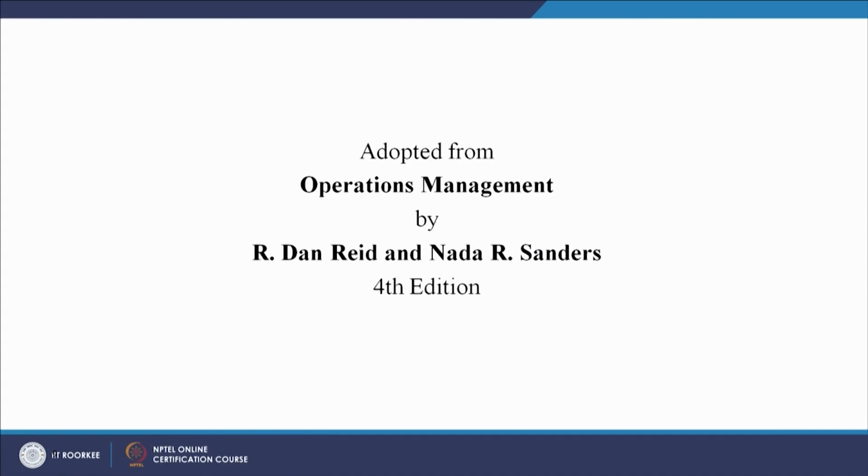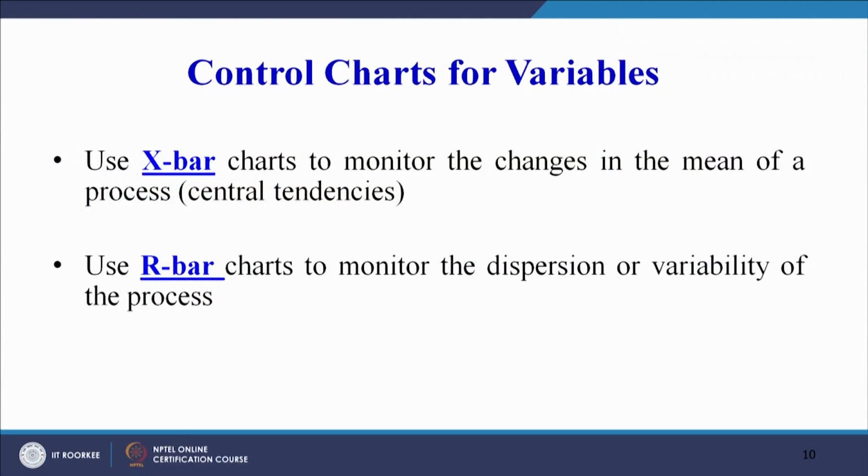These have been adopted from Operations Management by Dan Reed and Nada R. Sanders, 4th edition. So we can see control charts for variables. We have seen the X bar chart, as I have already told, and R charts are the 2 types of charts which fall under the control charts for variables category. P and C charts fall under the control charts by attributes category.